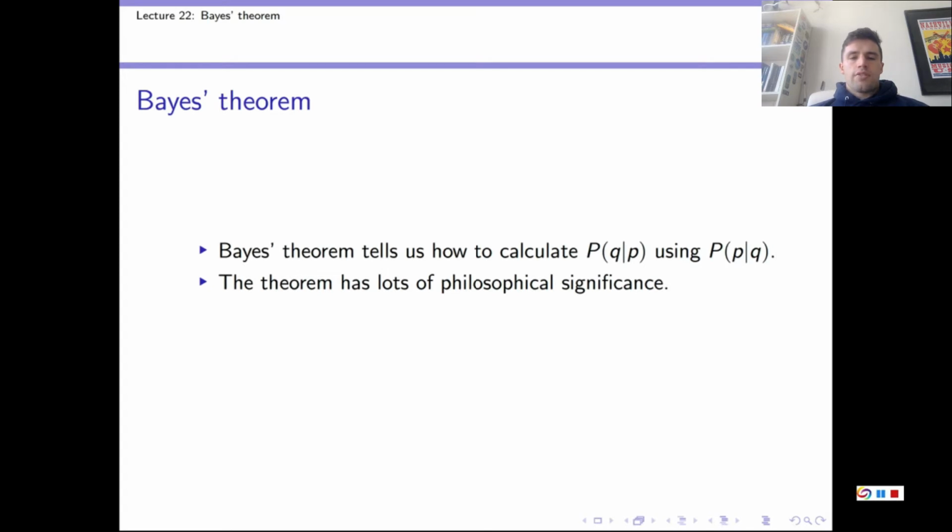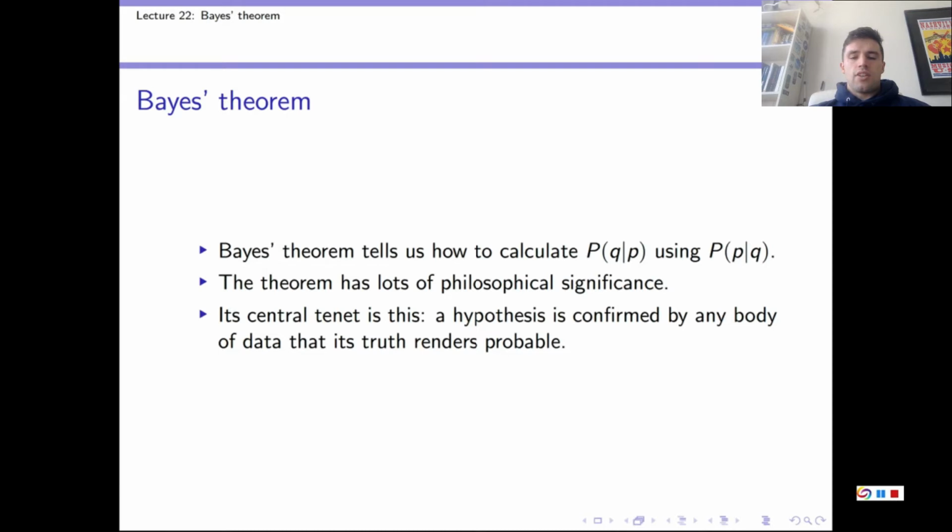Now, the theorem has lots of philosophical significance that unfortunately we don't have time in this course to touch on, but I'll mention it here in passing anyway. The theorem figures prominently in subjectivist or Bayesian approaches to epistemology, statistics, and inductive logic. Subjectivists, who maintain that rational belief is governed by the laws of probability, lean heavily on conditional probabilities in their theories of evidence and their models of empirical learning.